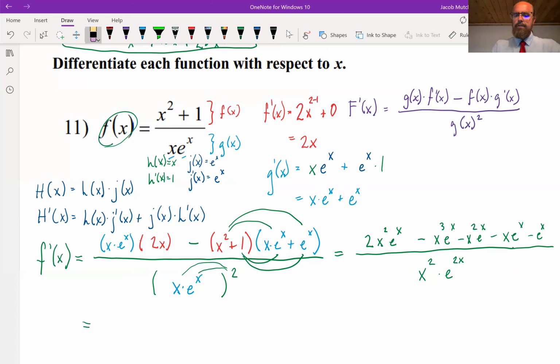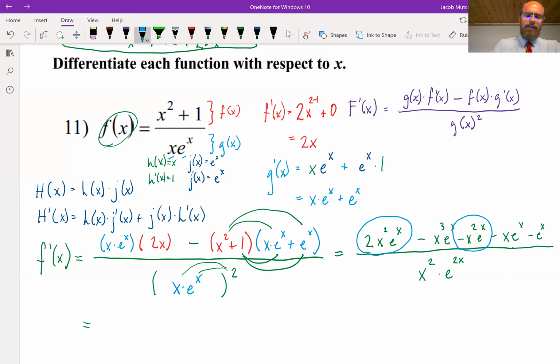So now I just need to check and see, do I have any like terms? I notice that most of those terms were descending powers of x, but I do have two that are identical in terms of their powers setup. So 2x squared e to the x will match with negative x squared e to the x. So that I need to combine.